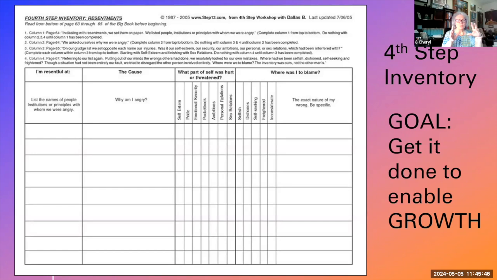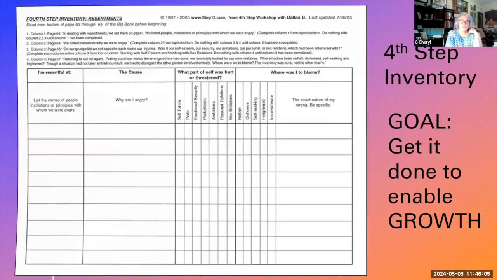Because the goal is to get it done to enable growth. It is not to get all of your stuff from your life onto the paper. That is not the goal of step 4. The goal of step 4 is for us to be able to move forward, to be able to grow. And we cannot do that if you are stuck living in columns 1 and 2. You just can't do it.